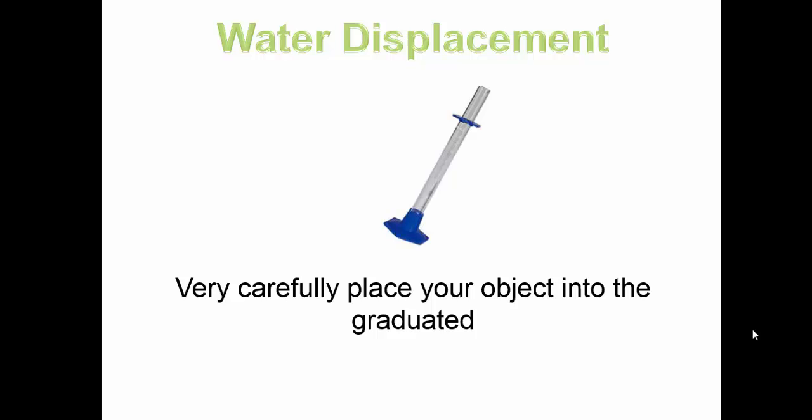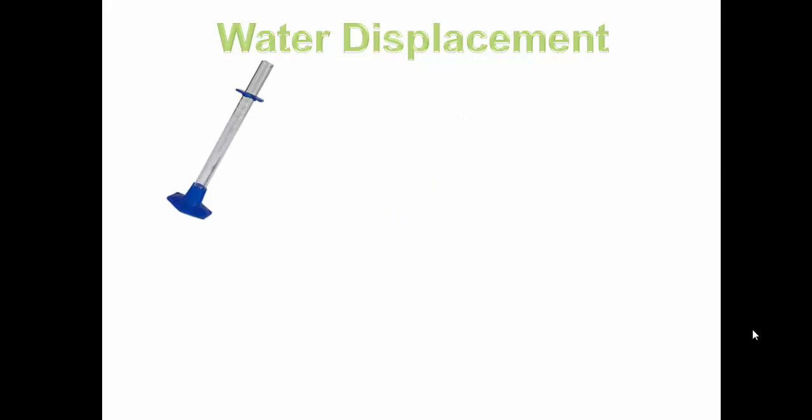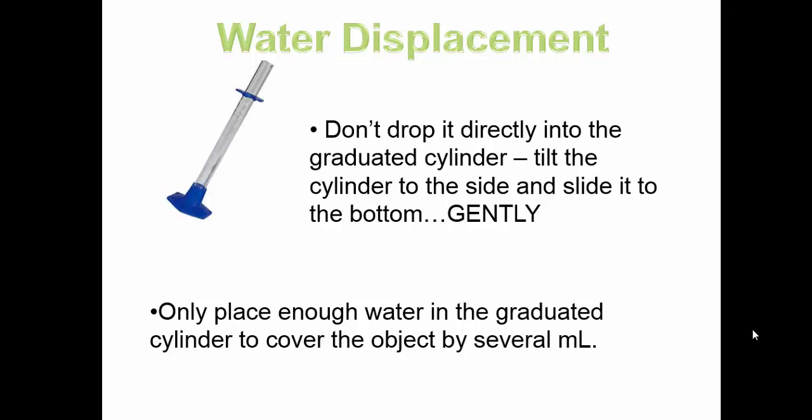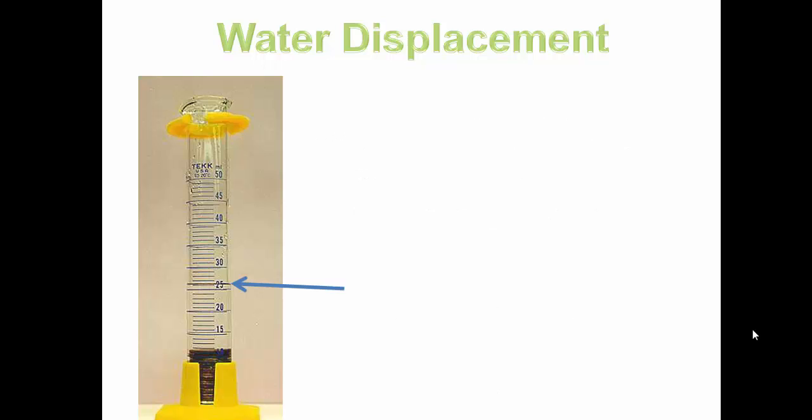Now what we're going to do is remember, we're trying to solve for the volume of an object. So what we do is we're going to place in the graduated cylinder the object that has that water in it. You want to slide it in, so you put it at an angle and slide it in gently, that way you don't break the bottom. And what you do is you've placed enough water so that once you've slid the object in, it covers the object up.